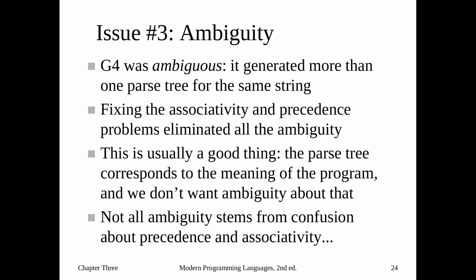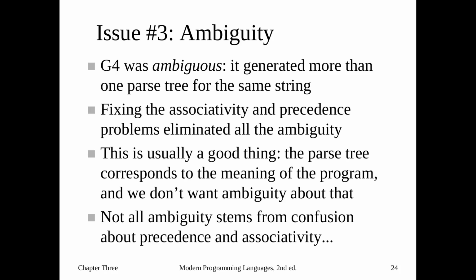Fixing associativity and precedence problems eliminated all the ambiguity. Basically what we're saying is that there's no way for any possible string in that language to generate more than one parse tree using that grammar. And that's the goal, right? So if we want to test for ambiguity, we have to be able to show that there is a possibility it will generate more than one tree, and that can be done simply by proof by example, right? If I can show two different ones, that's good enough to show it's ambiguous.